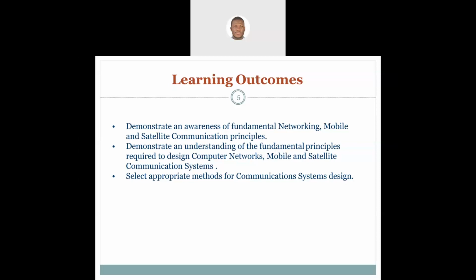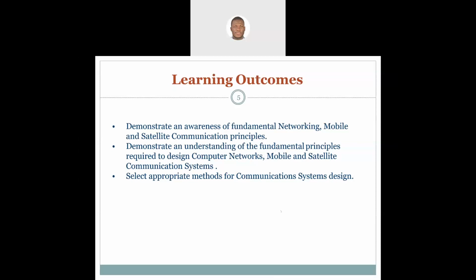So the project I'm going to give you is going to test your awareness and understanding of mobile communication systems. You're going to be given some parameters, and then you'd be asked to design a communication network around those parameters. And then also, you should be able to select appropriate methods for communication system design, as in the tools you would need, the kind of channels you would need to design a communication network, and some principles you have to take into consideration. It is expected that at the end of this course, you should have a good understanding of that.